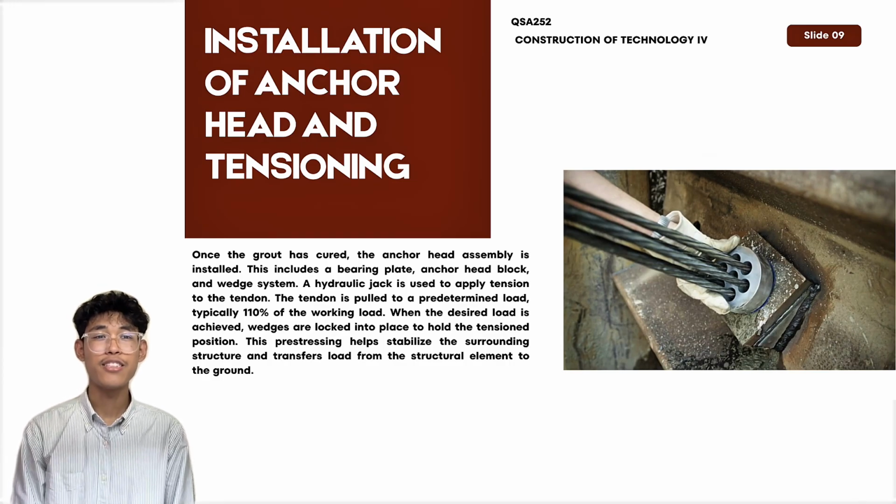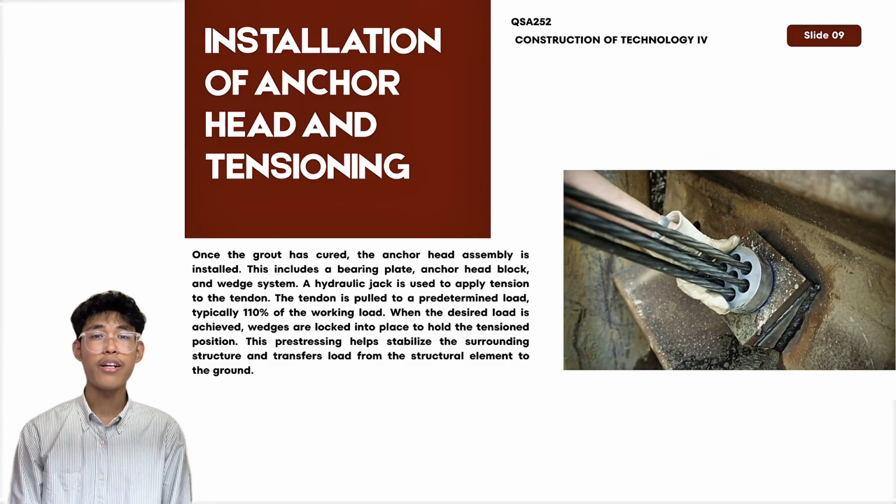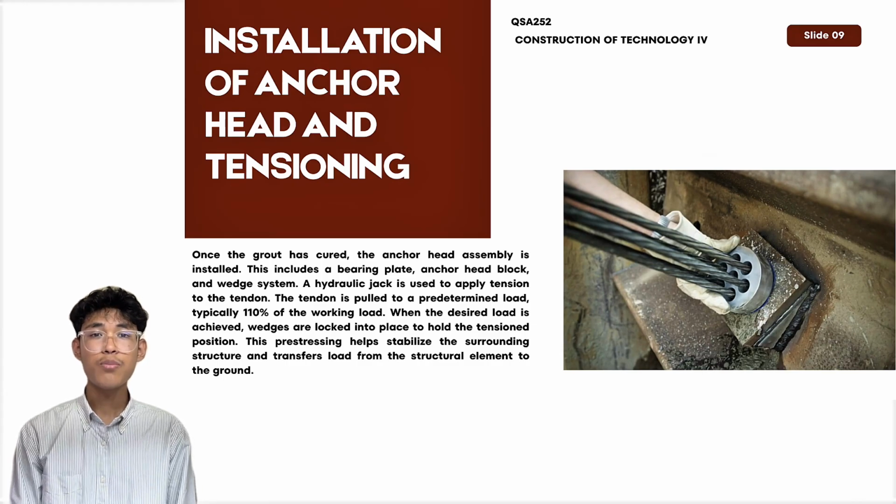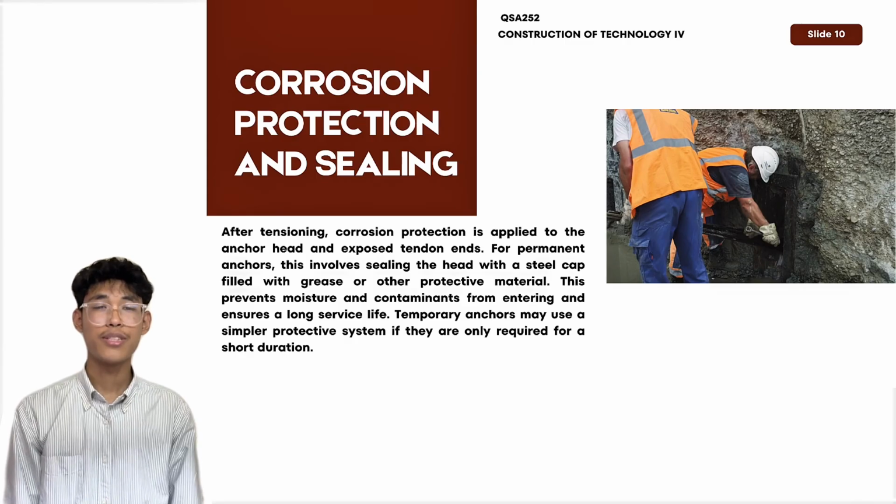First, let's look at the installation of the anchor head and tensioning process. After the grout has cured properly, we begin installing the anchor head assembly. This includes a bearing plate, an anchor head block, and a wedges system. Next, a hydraulic jack is used to pull the tendon to a predetermined load, usually about 110% of the working load. Once the desired load is reached, wedges are locked in place to hold the tension. This pre-stressing step is important to stabilize the structure and to transfer the load effectively to the ground. Move on to the next slide.